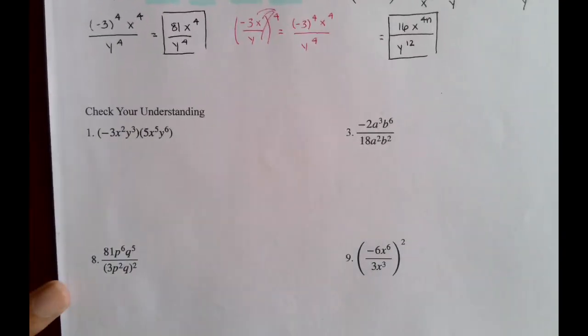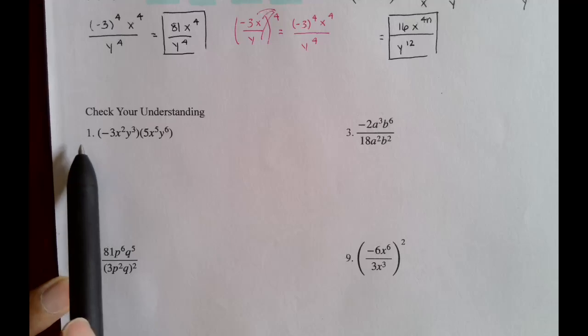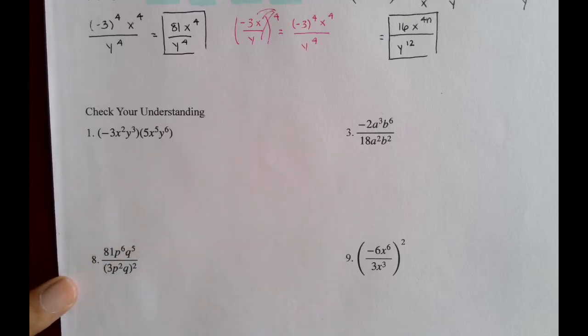Okay, so why don't you try check your understanding, not check your progress, but check your understanding numbers 1, 3, 8, and 9, and when you're done, come check your answer.